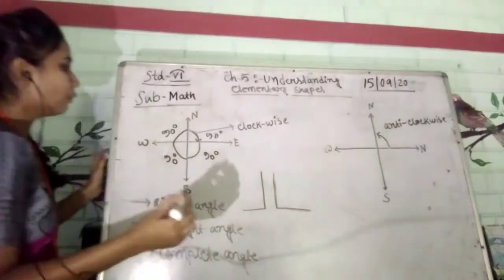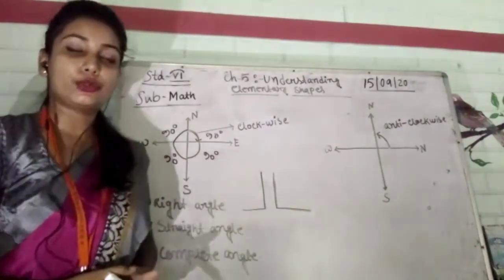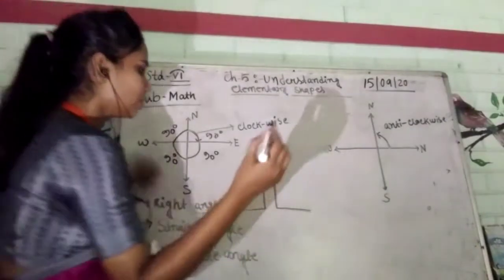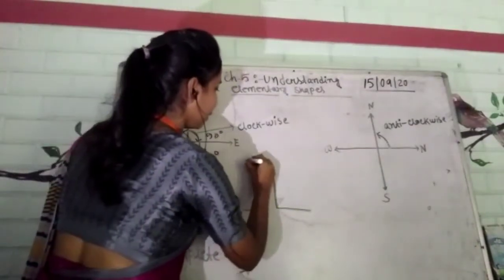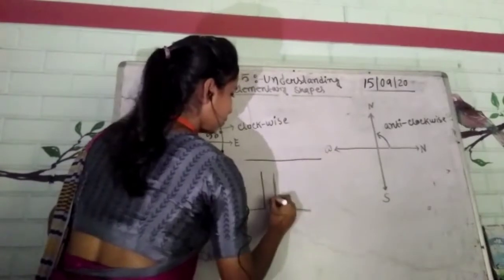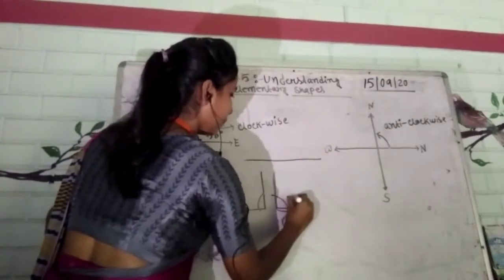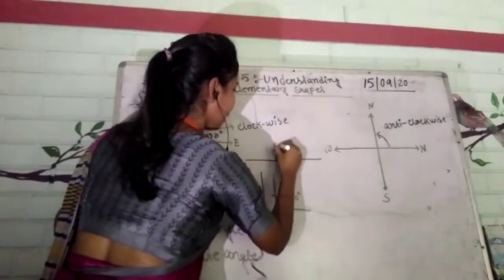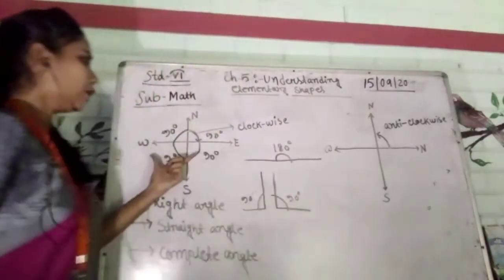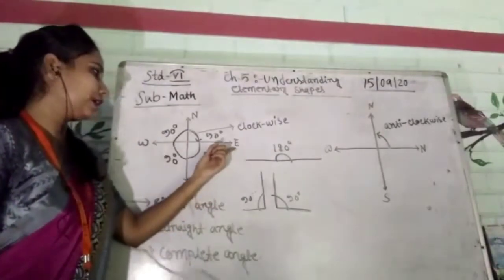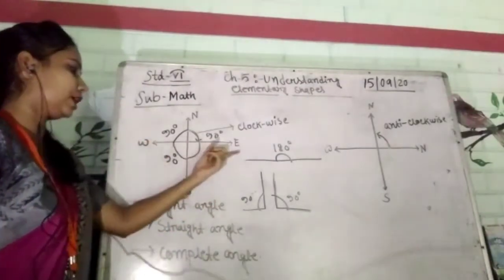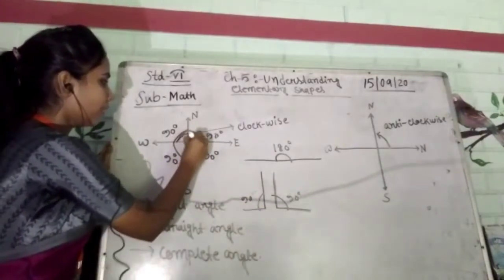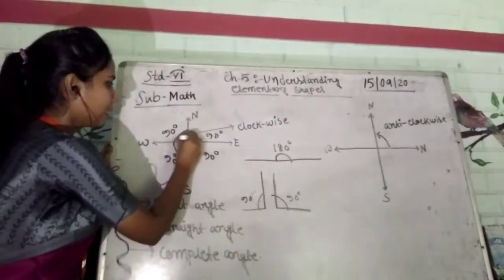So now we will understand what is a straight angle. In the previous class you learned what a straight angle is. Straight angle means this will be totally straight. Okay, so a right angle is 90 degrees and a straight angle will be 180 degrees. So here, which is the straight angle? Here the straight angle is east to west. This totally will be a straight angle.